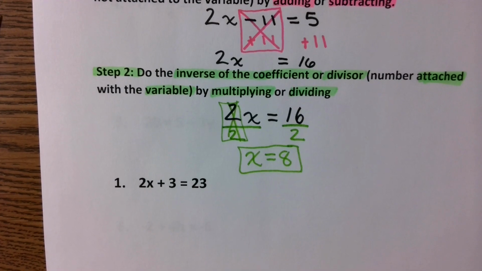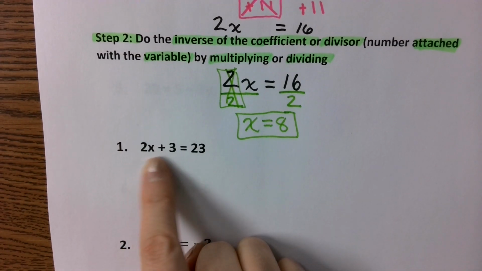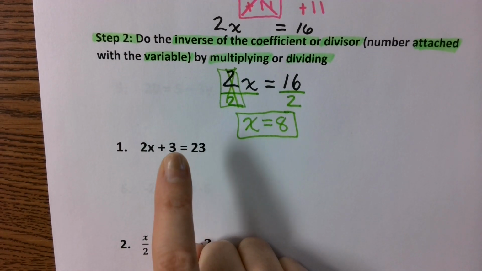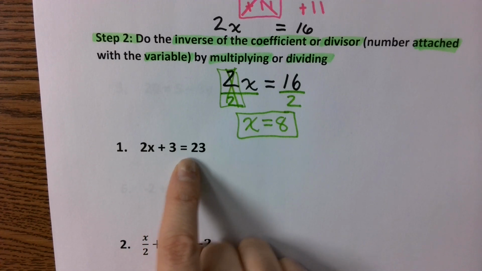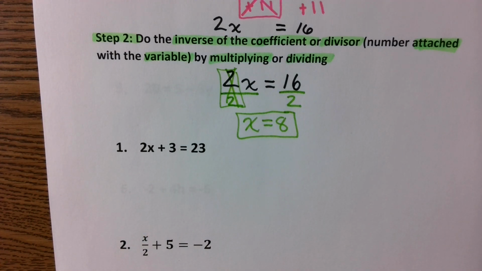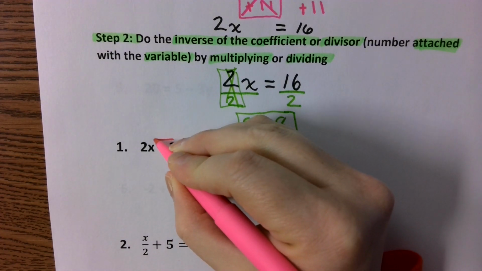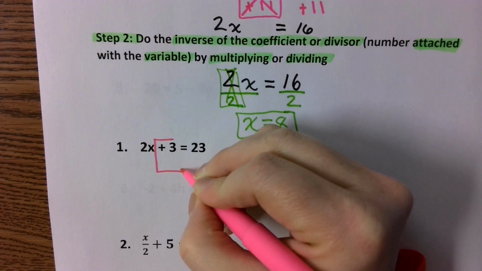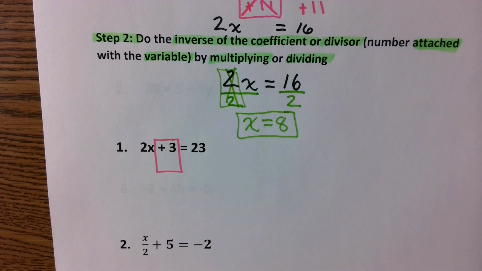So again, the first step, when I've got 2x plus 3 is equal to 23. The first step is to get rid of that constant. What number up here is my constant? 3. Positive 3, right? I want to put a box around it, including the positive sign, so that I know that's the value that I want to get rid of first. And the only way that I can do it is to do the opposite.